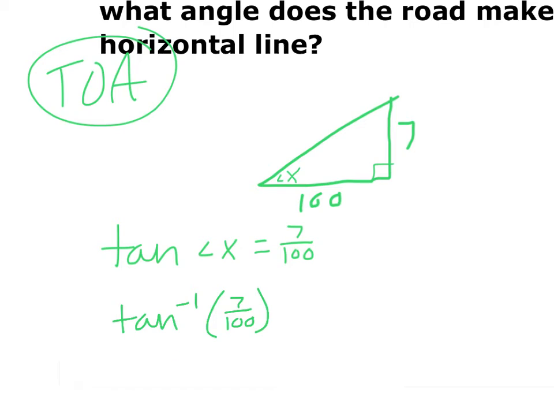4. So you get 4 what? What are we talking about here? 0, 0. Degrees. Oh, yeah. So 4 degrees.